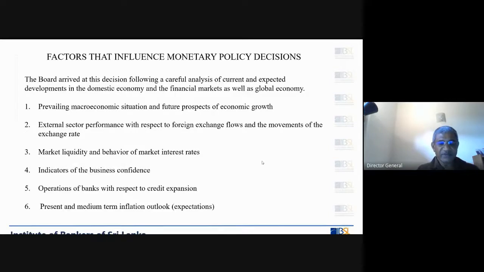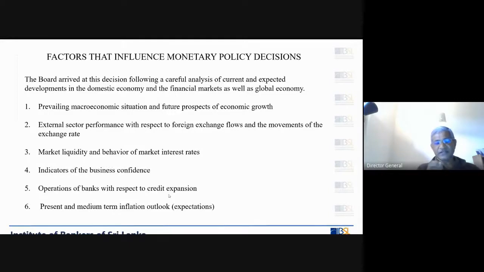Present and medium-term inflation outlook. You can see in each and every press release that I sent you, they talk about two different inflations: headline inflation and core inflation. Headline inflation is price taking all the prices into account.